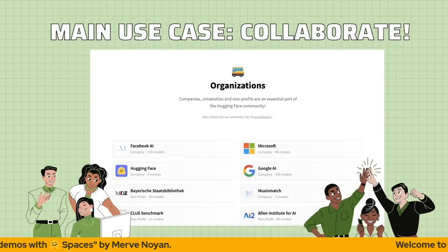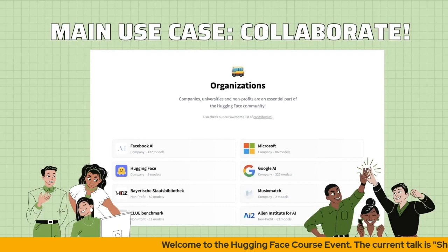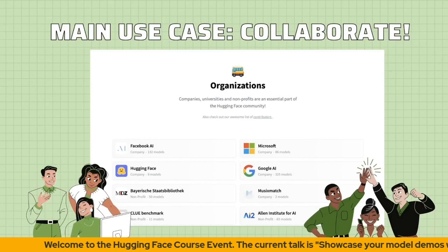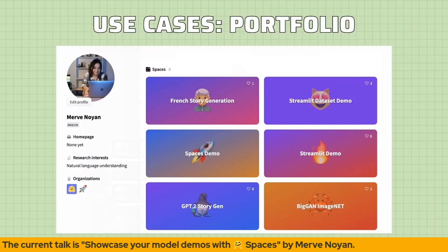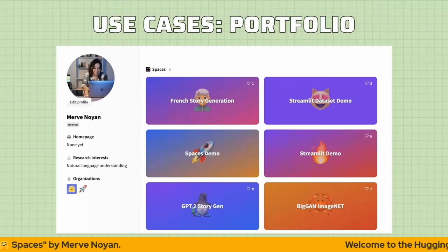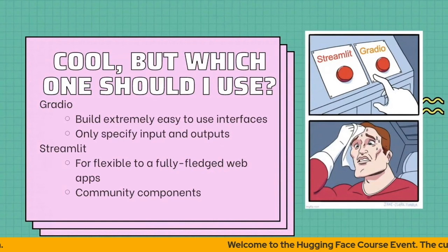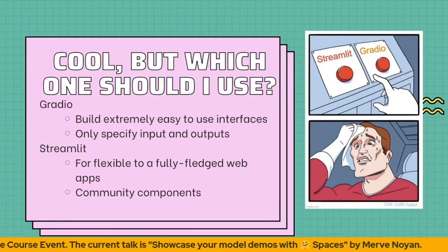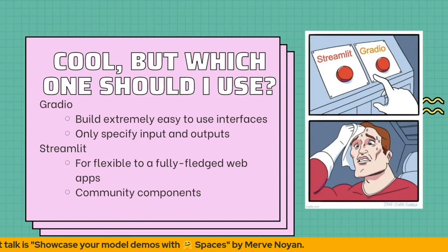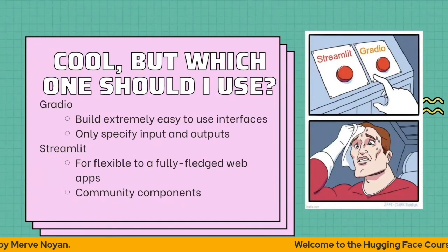In Hugging Face, you can work with the stakeholders of your project in Hugging Face organizations and share your Spaces internally, build your demos, and showcase your models to the stakeholders or clients. Personally, I find it easy to showcase my portfolio through Hugging Face Spaces. They are hosted on your profile. You might say it's cool, but which SDK should I use? We recommend you to give a try to both. Our 2 cents is, with Gradio you can build easy-to-use simple interfaces by specifying your model, inputs, and outputs. Meanwhile, Streamlit provides more flexibility with the community components.